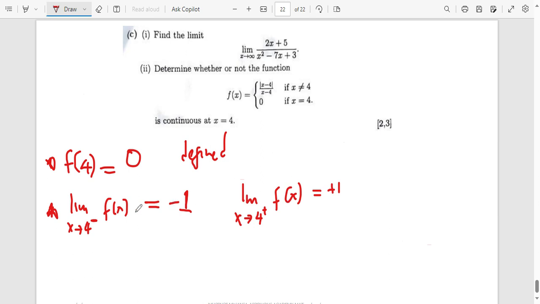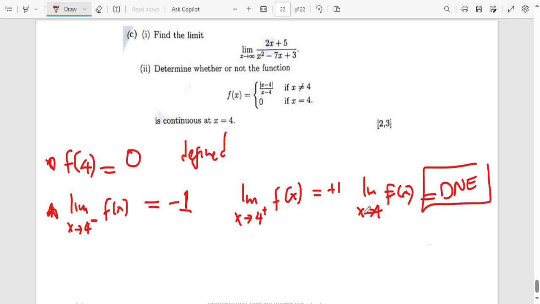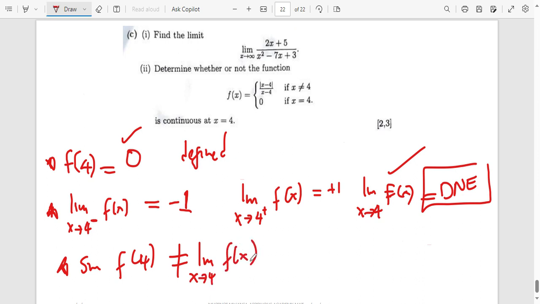These two limits, are they the same? They are not. So that means the limit as x approaches 4 for the function f of x does not exist, because the limit from the negative and from the positive are not the same. So your aim was, if this existed, the limit as x approaches 4 should be the same as f of 4. But since 0 is not the same as does not exist, now make a conclusion. Since f of 4 is not equal to the limit as x approaches 4 for f of x, the function is not continuous at x equal to 4.